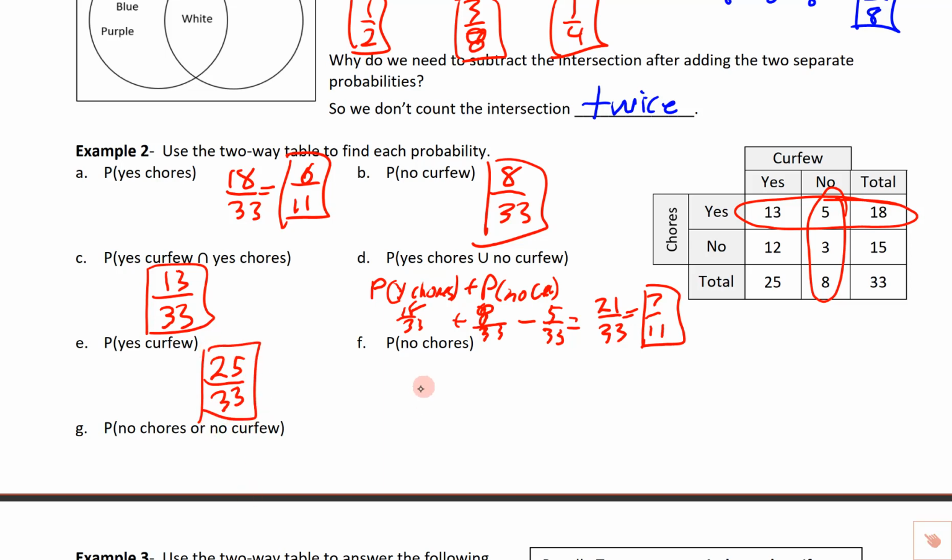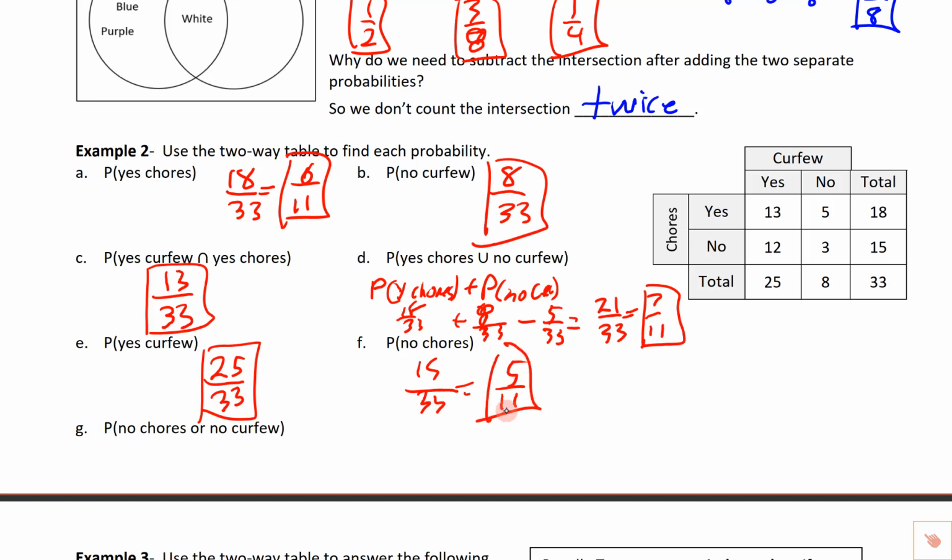No chores. Find the answer, check with your neighbor. Make sure you write it the right way. Raise your hand if you want to tell us. Keely, what do you got? 5 11s. How'd you get 5 11s? You go to the no chores, you have 15. No chores, yep, so it's going to be 15 out of 33, and that's going to reduce to 5/11ths.